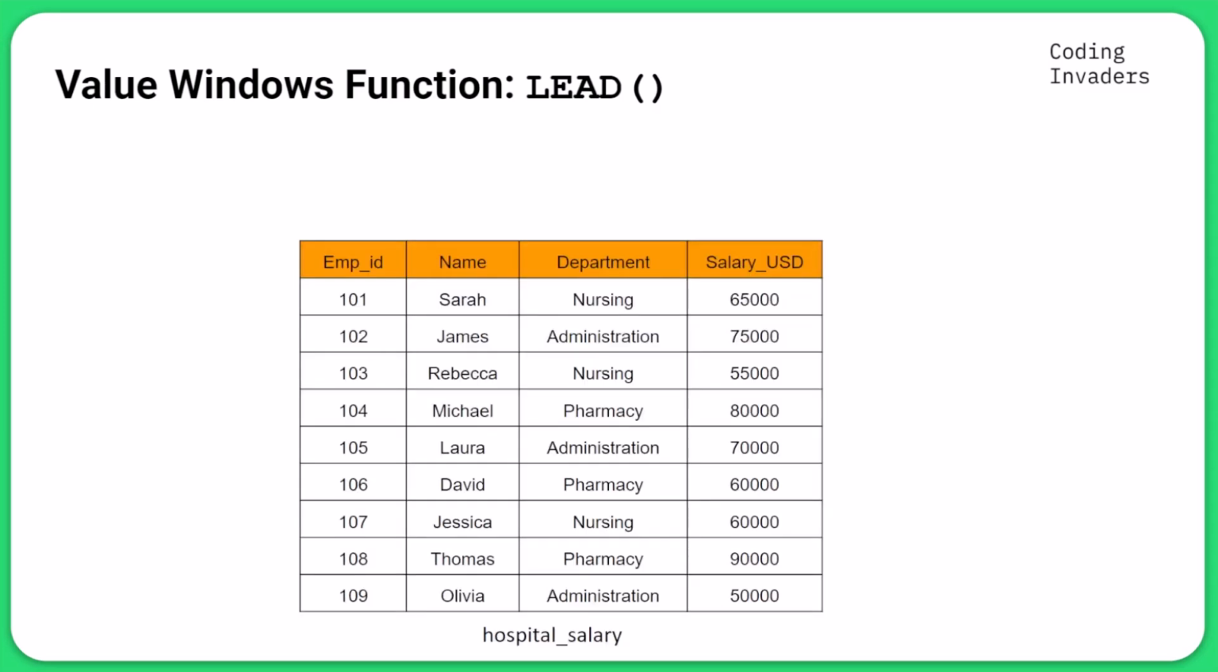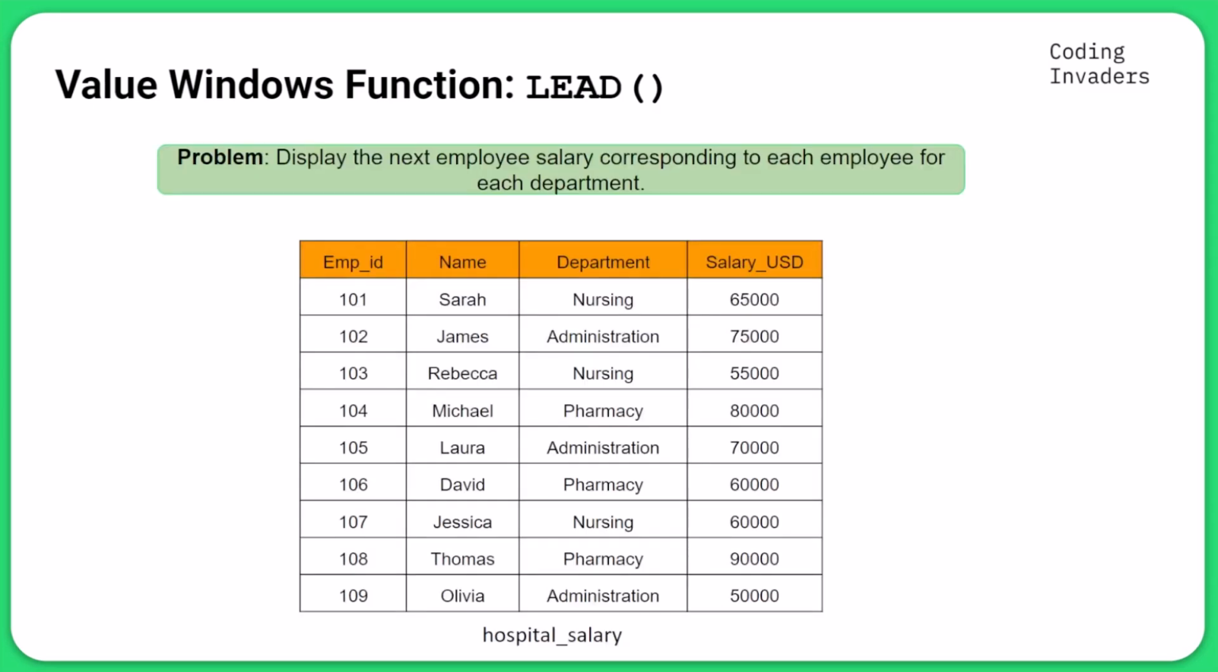So now again we'll be using the same data set. Let's say now I want to display the next employee's salary corresponding to each employee for each of the departments. For example, for the nursing department, we were looking at the previous row. Now we want to look at the next row. So for Sarah, the next salary was for Rebecca. She joined after that. So for the row corresponding to Sarah, we will have 55,000. For Rebecca, the next one is Jessica's salary, which is 60,000. So for this row, we will have 60,000.